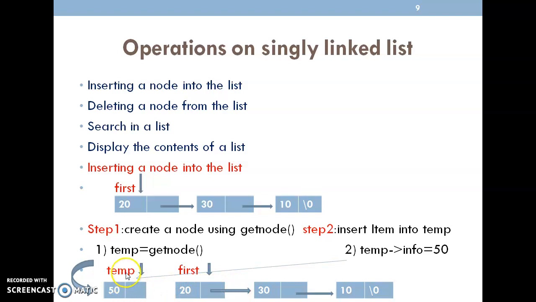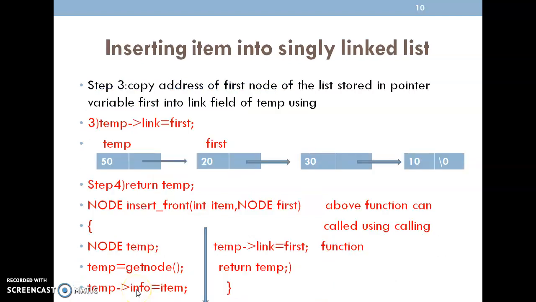Now to make it connected, temp pointer link obtains the address of first by using temp pointer link equal to first. Now it becomes the complete one. Then return temp. Now temp becomes the first node, so return the temp value.